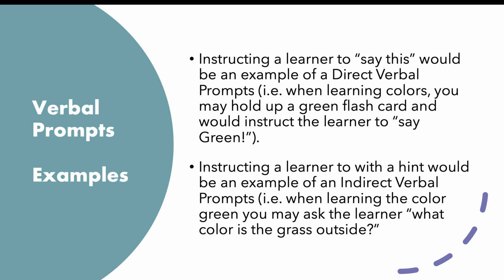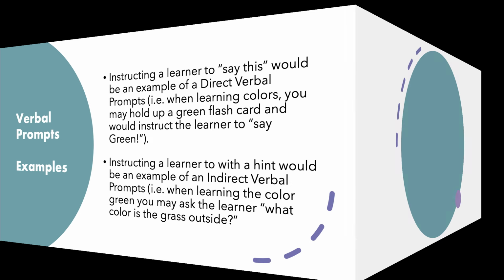Like I said, direct is an exact answer, where indirect is a hint. So if you're teaching an individual their colors and you're holding up a green flashcard and the target behavior is to tact that color green, you would say, "say green," for them to directly respond with a verbal prompt. Or you might hold that green flashcard up and say to the learner, "grass is what color?" Or provide some sort of hint in that sense, and they would say green, which is that target response to tact that color. So those are verbal prompts.